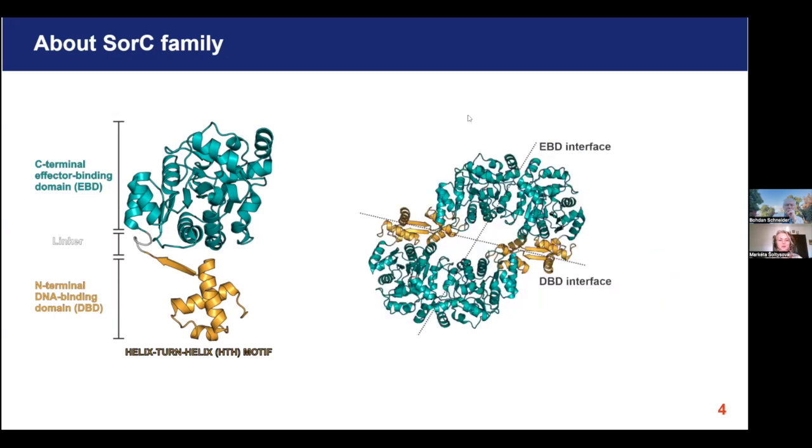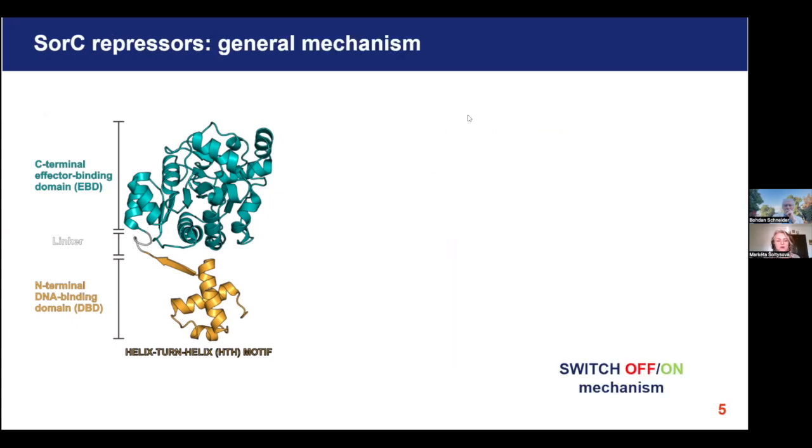Their protomers consist of two domains, the N-terminal DNA binding domain and the C-terminal effector binding domain, which are connected through a short flexible linker. It was known even before that through both domains, the proteins form tetramers in their apoforms. So far, only one SorC transcription activator has been identified.